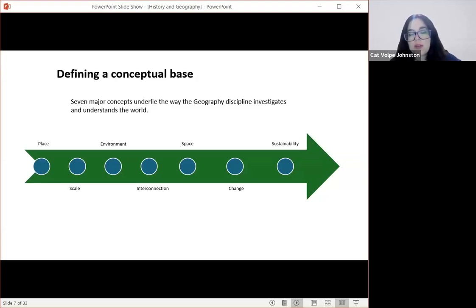If you're unsure what some of these concepts mean, a good idea is to have a look at the current syllabus, and there are definitions of each of these concepts in the syllabus. It also highlights how students can understand those concepts in the continuum of learning, so across the different stages.